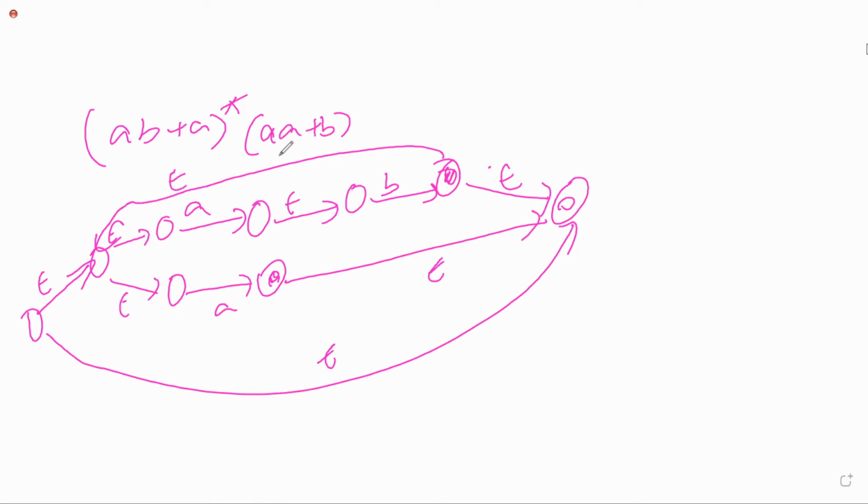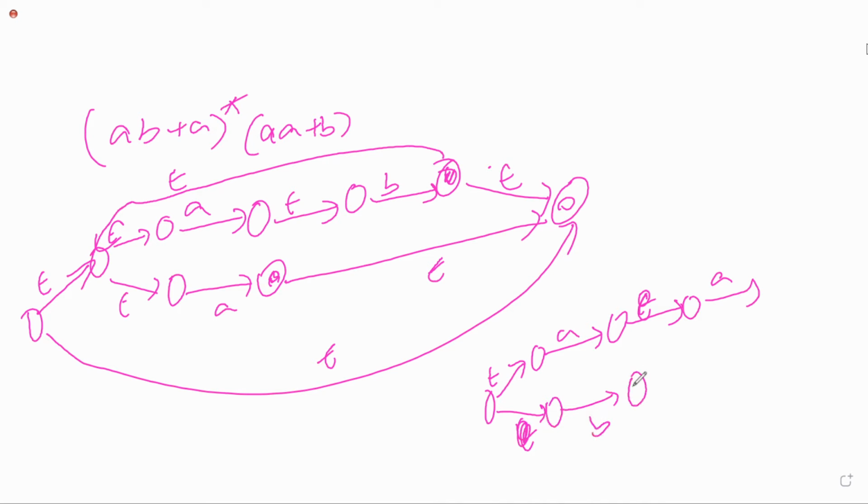This is one part. And (aa + b). aa + b means simply first you construct aa. This is epsilon. And plus b. Plus b means how do you construct it, with parallel edges. This is also epsilon and this is b. Okay, next again you have to concatenate. How do we do concatenation? In between these two, you simply connect an epsilon. This is the only thing.